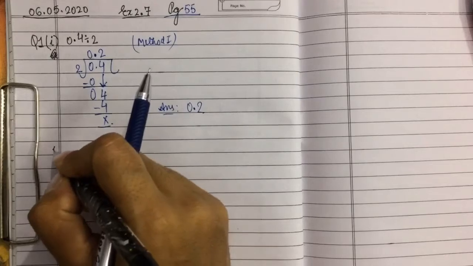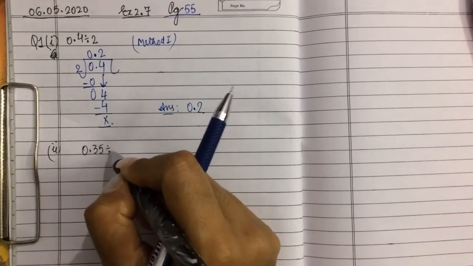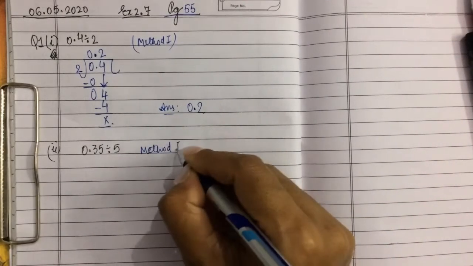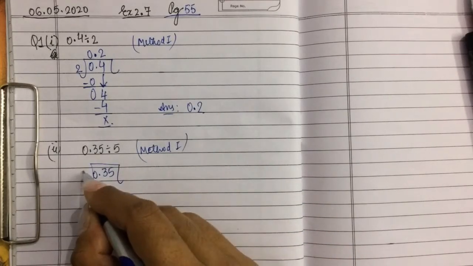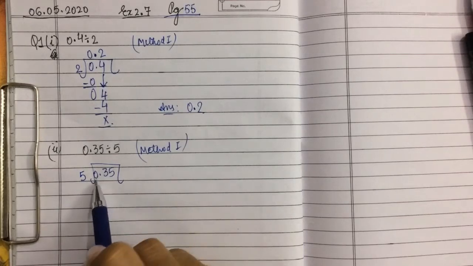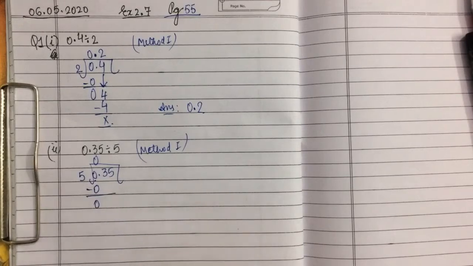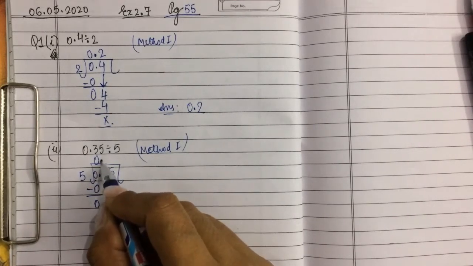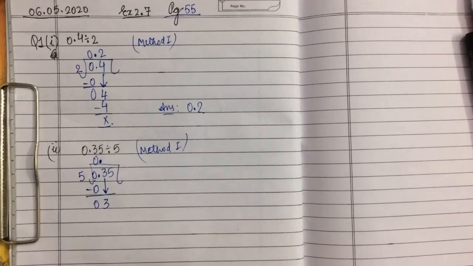Let's do second part. 0.35 divided by 5. Again, I'm using the first method, direct division. Starting with the first digit, 5 zeros are 0, subtracting 0. Now I am crossing the point, so the point will be used in the quotient. The digit used here. Point goes up, digit goes down.